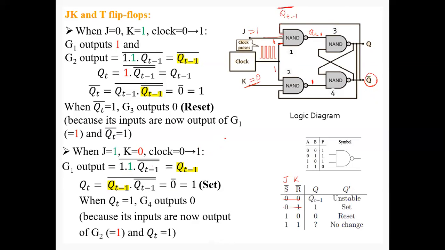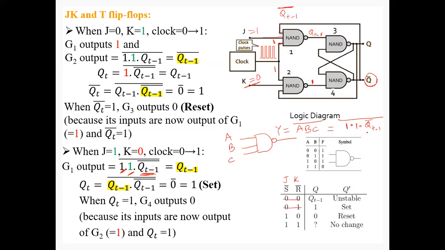So if you have a 3 input NAND gate, A, B, C, what is the output of the NAND gate? Your Y is output, right? A, B, C. This is what you get. So in my case, what is my A? A is 1. What is my B? 1. What is my C? Qt minus 1 bar.